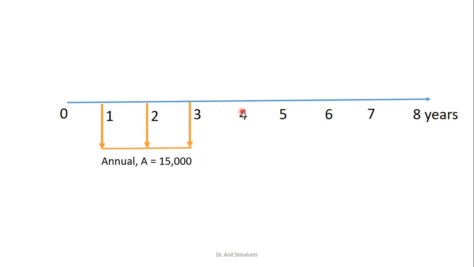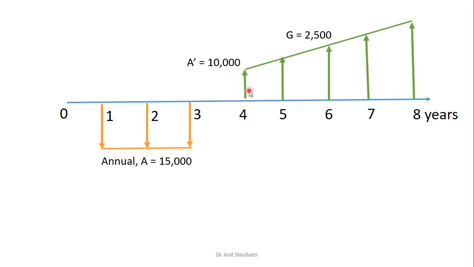Now at the end of the fourth year, he is getting some amount, which is around 10,000 for the first year. Second year, again next year it increases by 2,500. So here he may get 12,500. Third he may get 15,000, then 17,500 and 20,000. Now this is a gradient series, an increasing gradient. So that's why it is denoted by A' equal to 10,000, and this gradient is 2,500. So from here, 5 payments he is making.